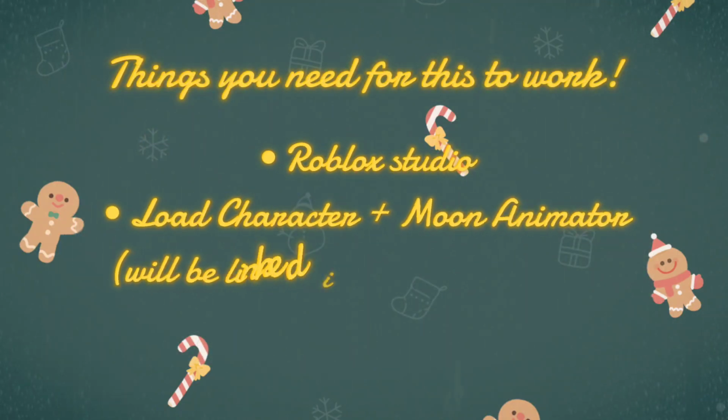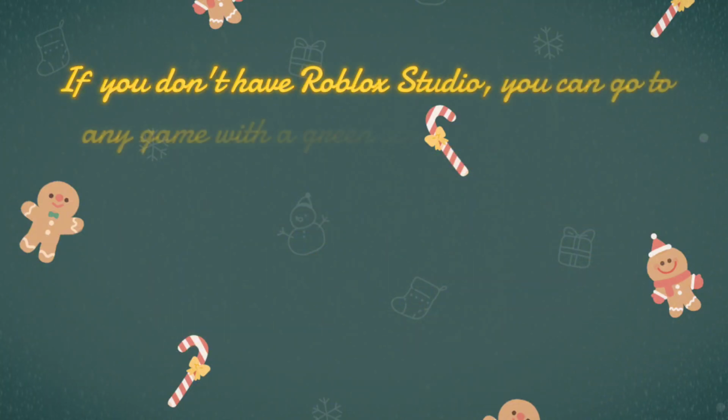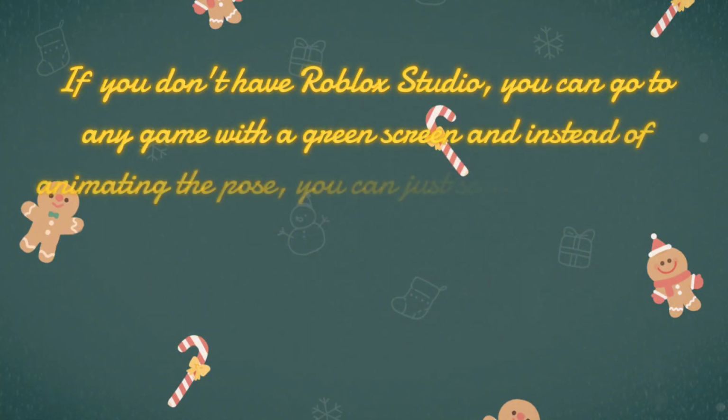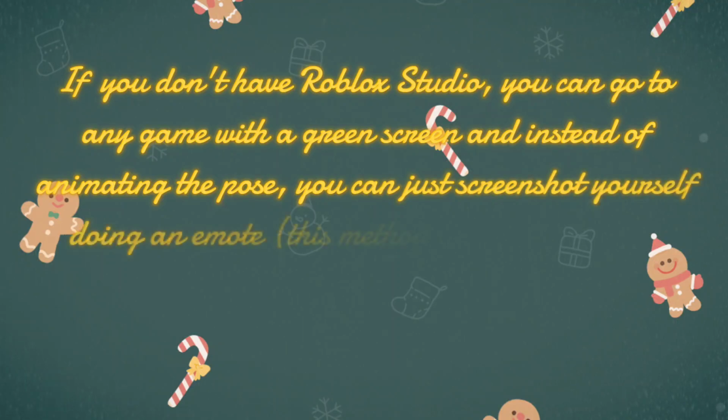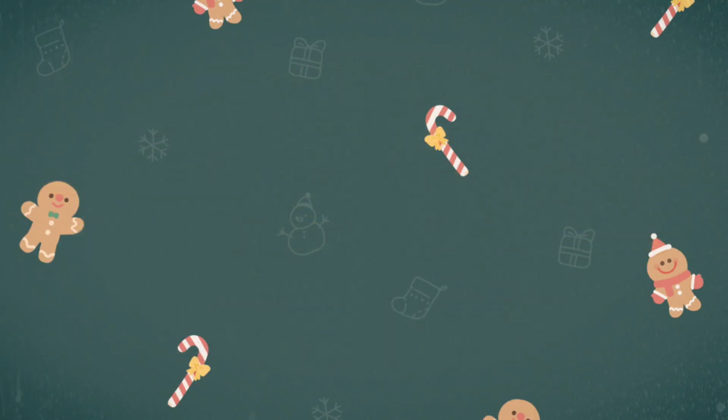And I know not everyone has Roblox Studio, so if you don't have Roblox Studio, you can just go to any game with a green screen, and instead of animating it with Moon Animator, you can just do any emote and then screenshot it at the part you want. This is probably easier, but first I'm just going to show it with Studio.